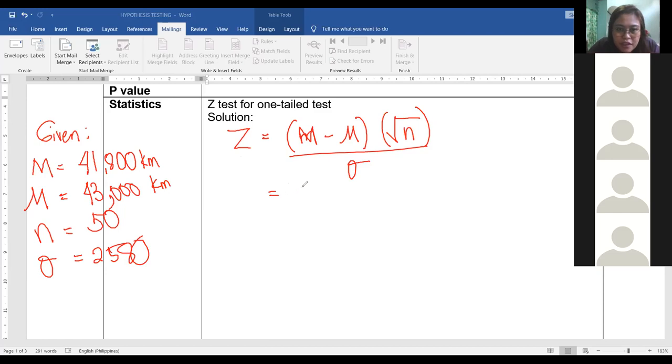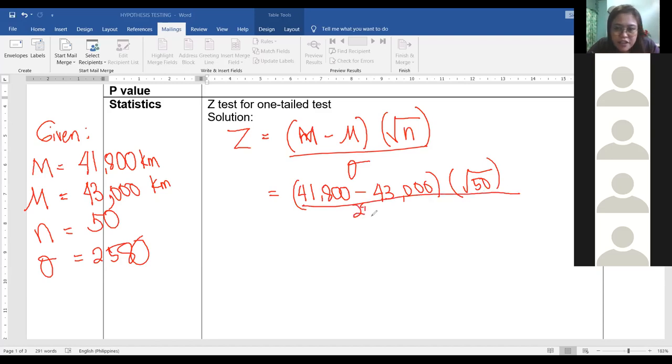So let's compute now. Please get ready sa inyong mga calcu. So capital letter M is the sample mean. So this is 41,800 minus this one, the mu here is the perceived population mean. That's 43,000. And then i-multiply na to siya sa square root ni sample size, which is 50, divided by our standard deviation 2,580. So let's have this step by step.